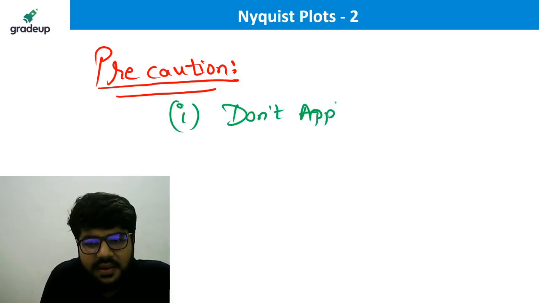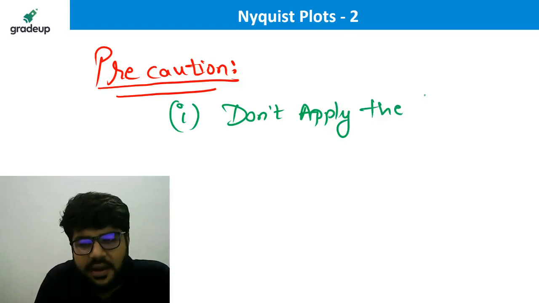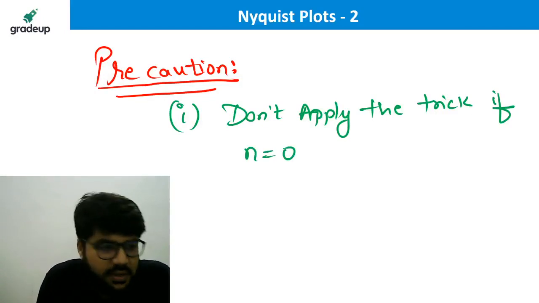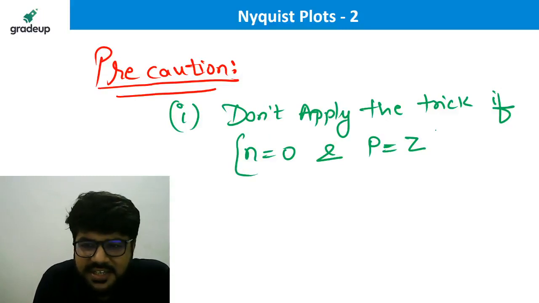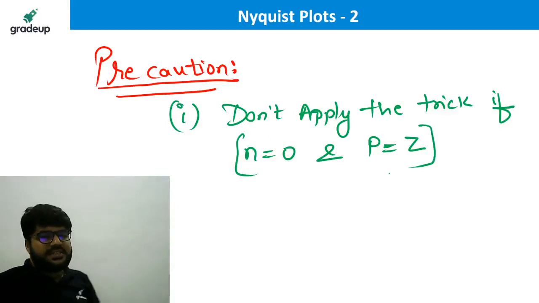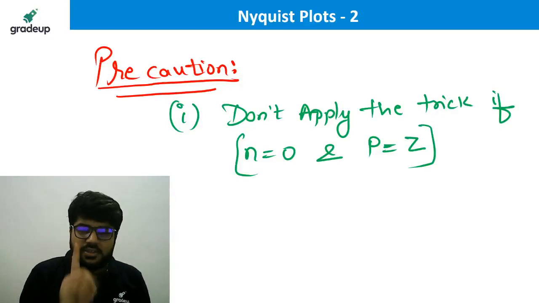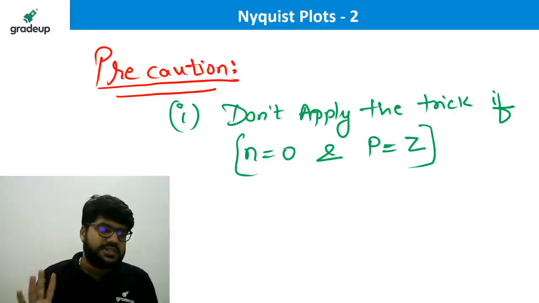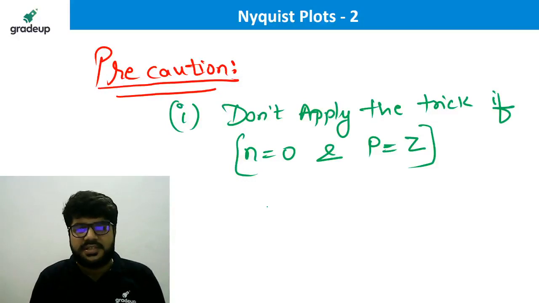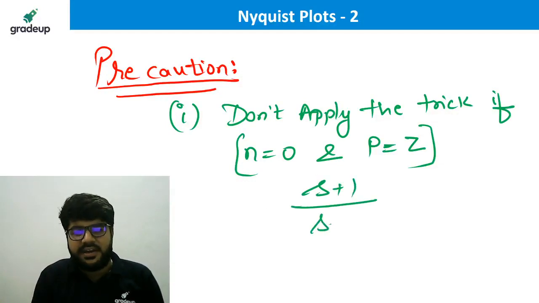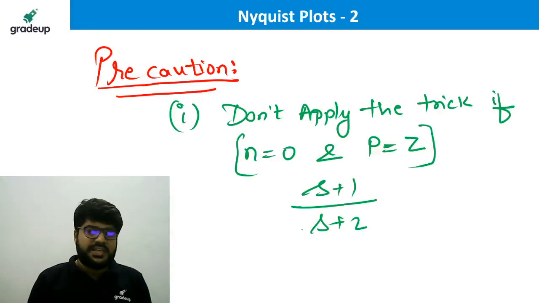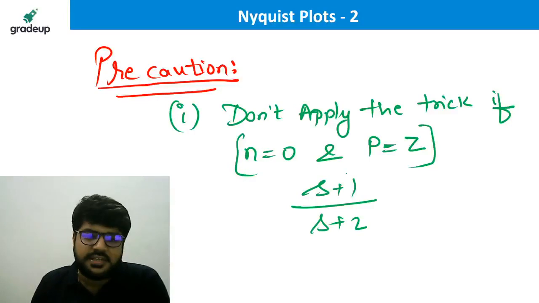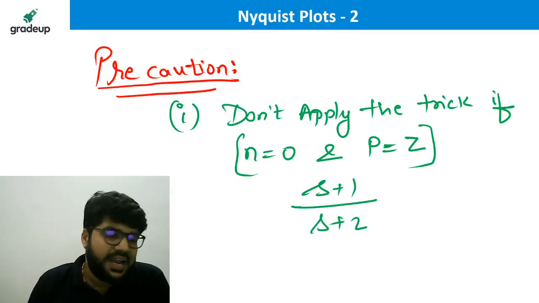Don't apply the trick which I have told if n is equal to 0 and p is equal to z, if these two conditions are simultaneously true. ठीक है, मतलब there are no poles at origin and the total number of poles and zeros are the same. Something like this, s plus 1 divided by s plus 2. One pole, one zero, and there is no pole at origin. I am talking about both conditions being satisfied simultaneously.